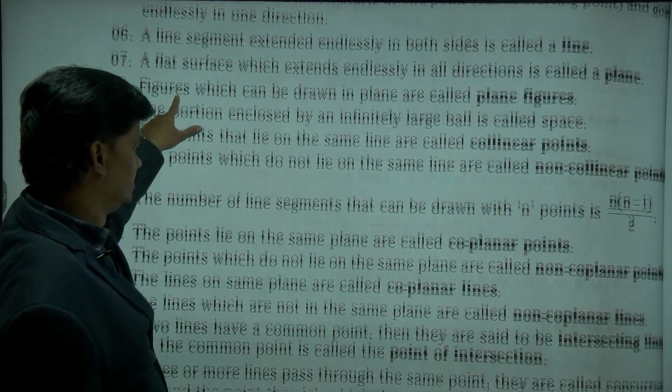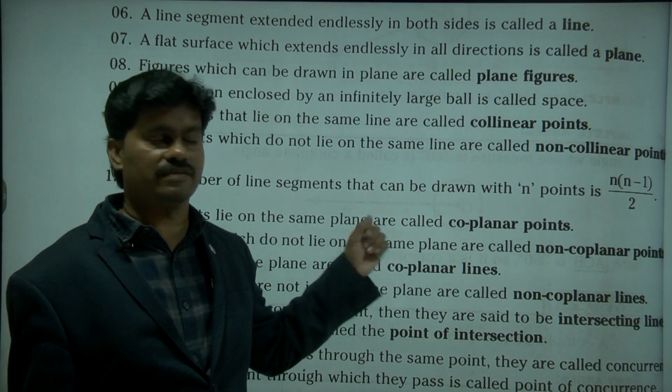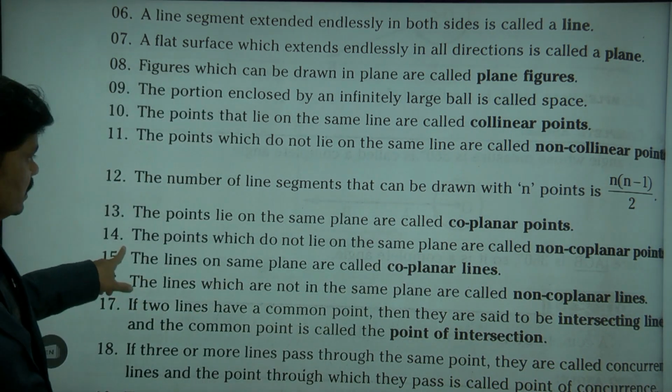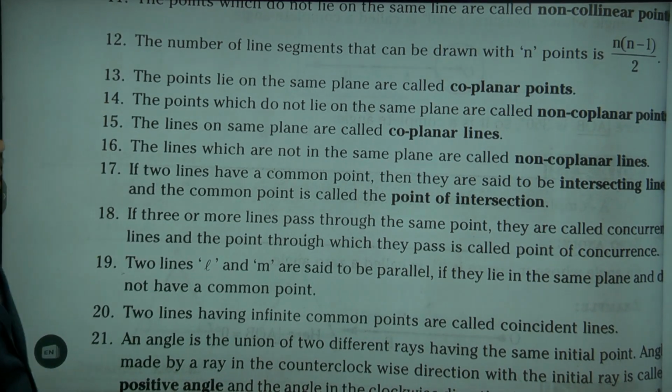The number of line segments that can be drawn through n given points is n(n minus 1)/2. Next, the 13th point. The points that lie on the same plane are called coplanar points. The points which do not lie on the same plane are called non-coplanar points. The lines in the same plane are called coplanar lines. The lines which are not in the same plane are called non-coplanar lines.